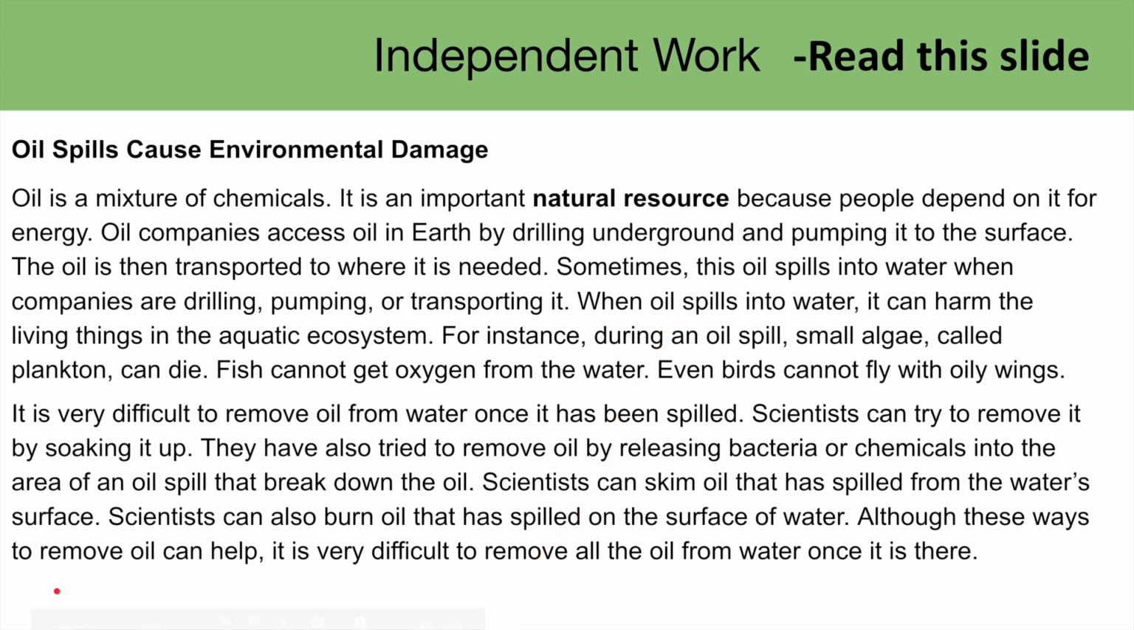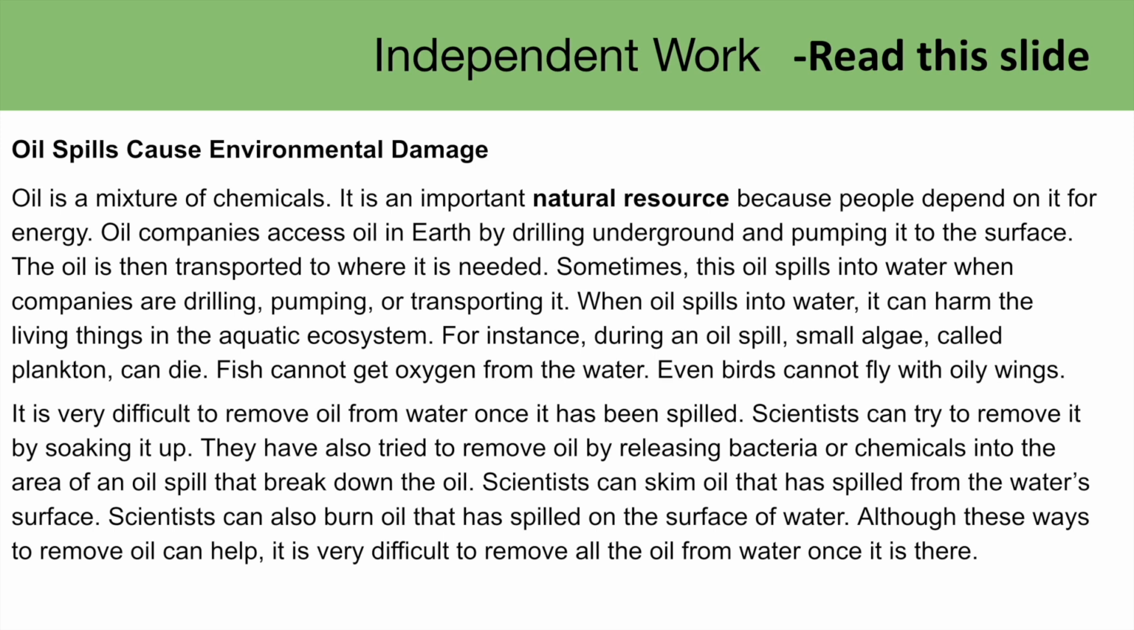Oil spills cause environmental damage. Oil is a mixture of chemicals. It is an important natural resource because people depend on it for energy. Oil companies access oil in earth by drilling underground and pumping it to the surface. The oil is then transported to where it is needed. Sometimes the oil spills into water when companies are drilling, pumping, or transporting it.